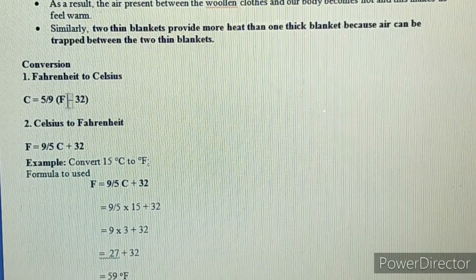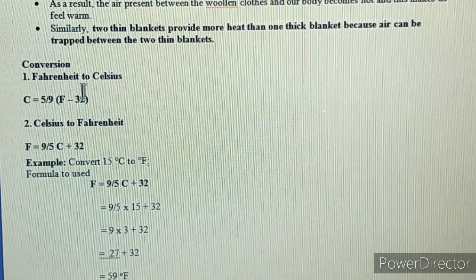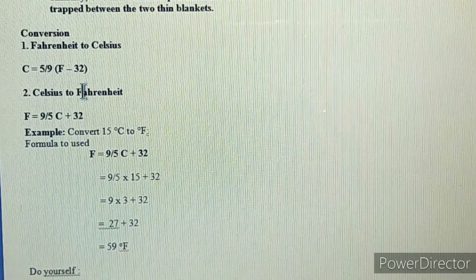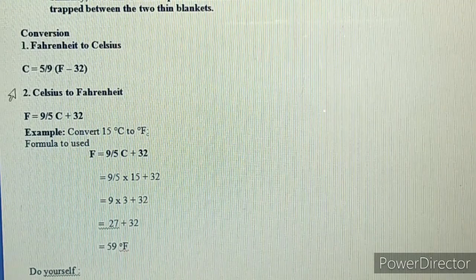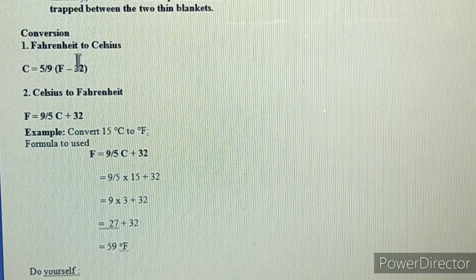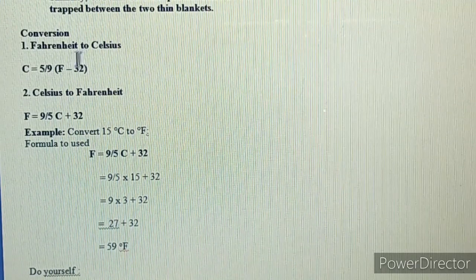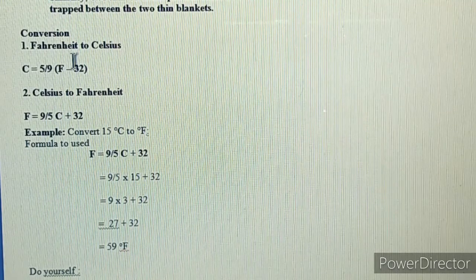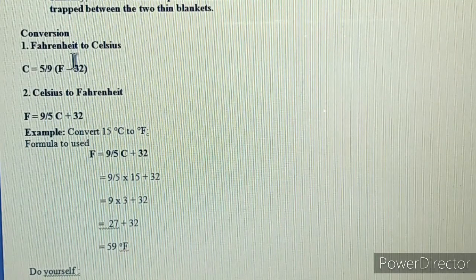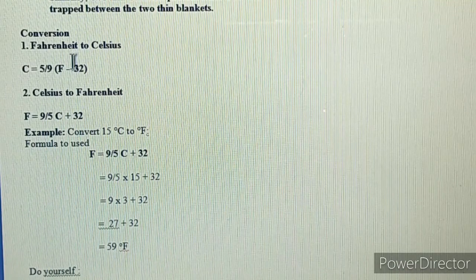Now there is a conversion. These are the numericals you have to do, children. One I have shown you, the rest you have to do yourself. Now conversion, Fahrenheit to Celsius. There is a formula because in the Fahrenheit scale there are 180 partitions in a thermometer scale, while in the Celsius scale there are just 100 divisions.